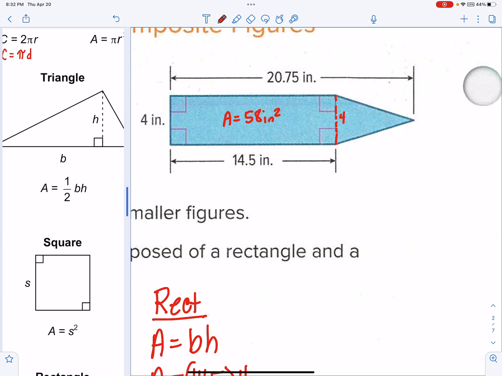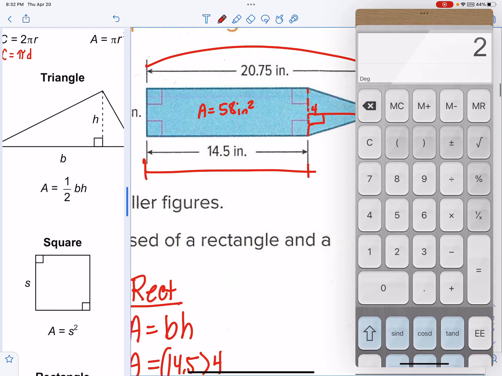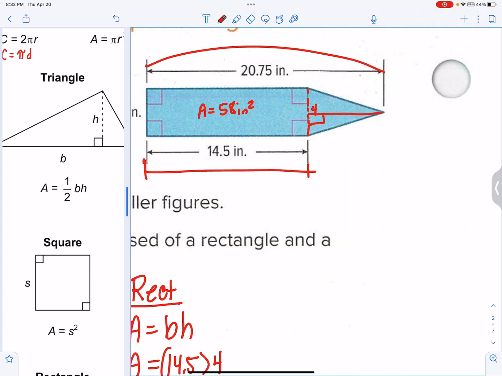Okay, and then my height, remember, runs perpendicular to that base. Okay, and so I need to know how long that is. And since I know that this is 14.5 from here to here, I know this whole thing is 20.75. All I have to do is subtract to find that leftover length. So let's go ahead and do that, 20.75. So there's a little bit of logic that has to go on for finding the measurements, and you want to be really careful about that. So that's 6.25 is this distance.